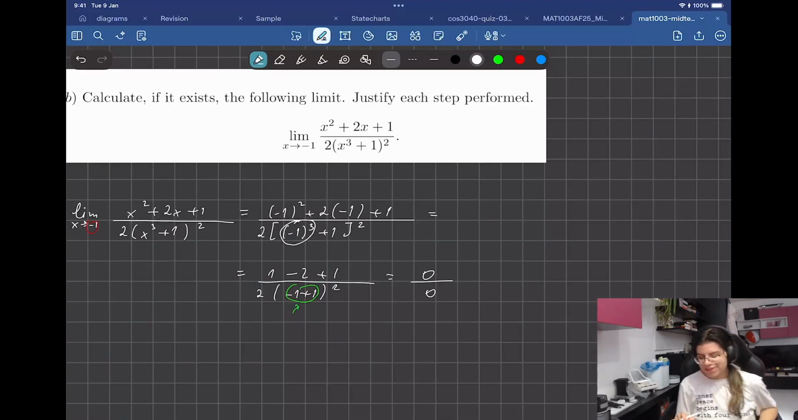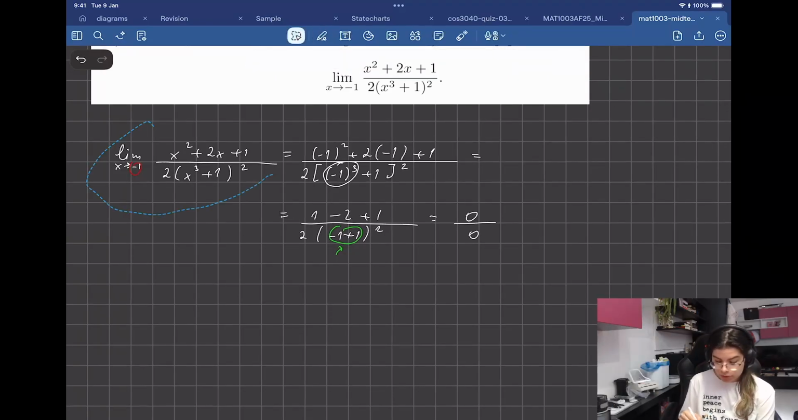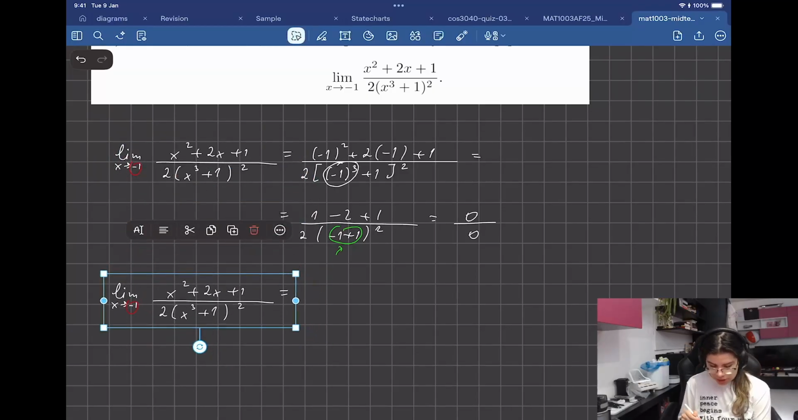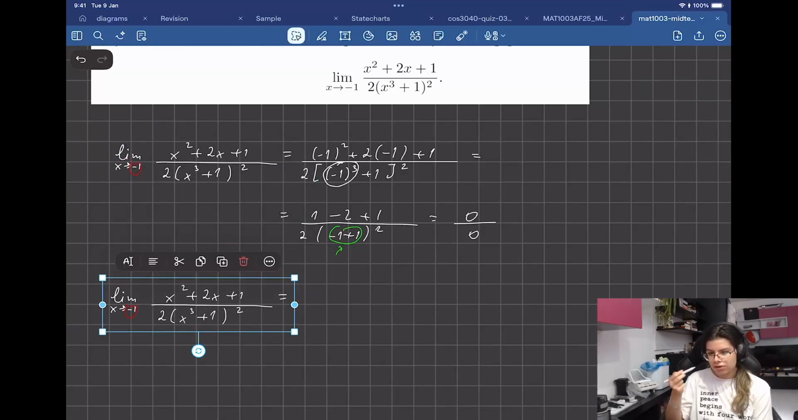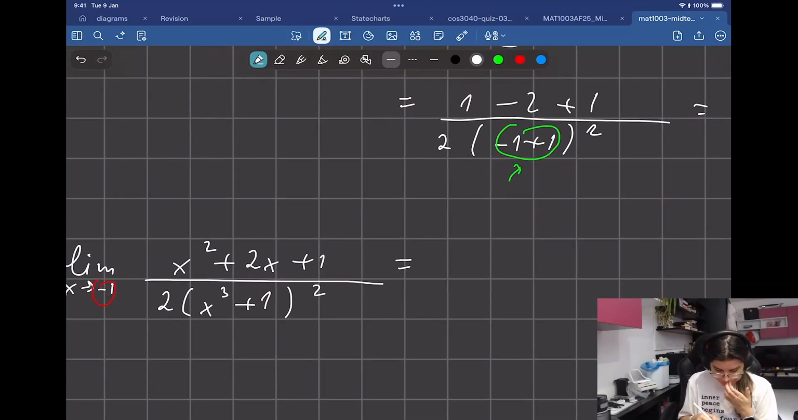So, again, we get an indeterminate form, which means that we should go back to the original limit and try to somehow modify it in order to get a better form, where we can actually plug in minus 1 and get a value, not 0 over 0. Okay? Now, let's see what we could do.